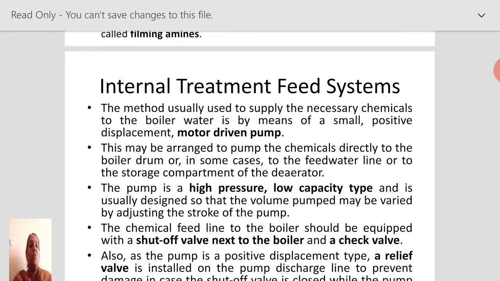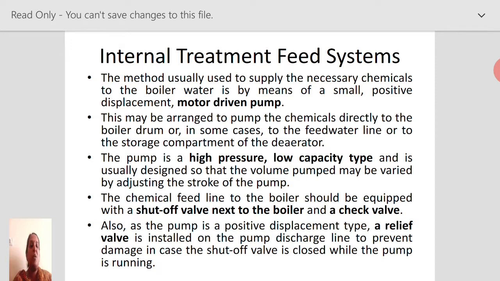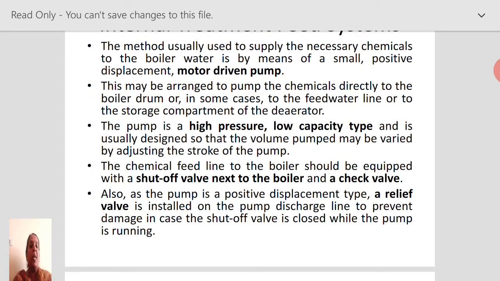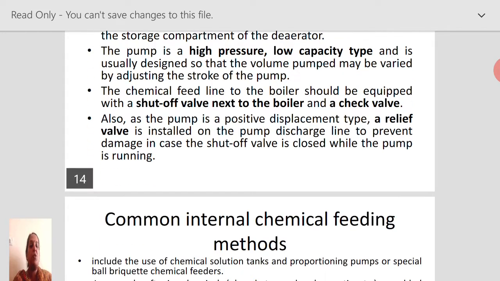So when we go for feed systems, these internal treatment chemicals can be fed directly by a motor driven pump, which is high pressure and low capacity type. But remember that it should be equipped with a shut off valve next to the boiler as well as a check valve, so that we'll have a proper dosage of the chemicals. And as this pump is a positive displacement type, a relief valve should also be installed on the pump discharge line to prevent damage in case the shut-off valve is closed while the pump is running.